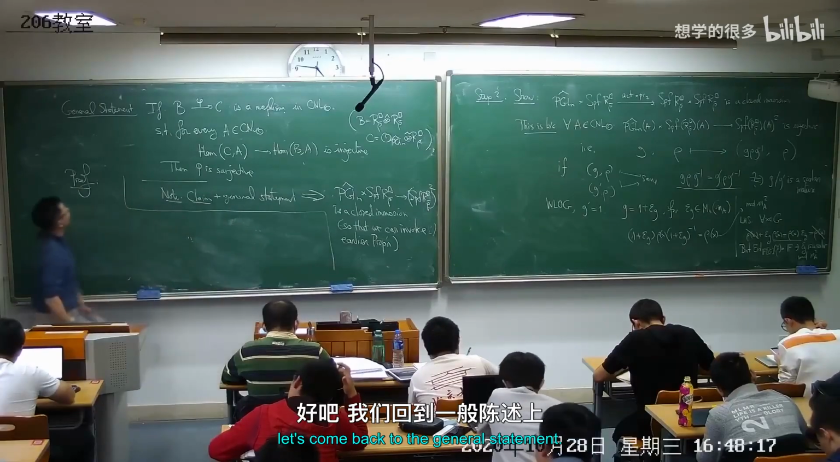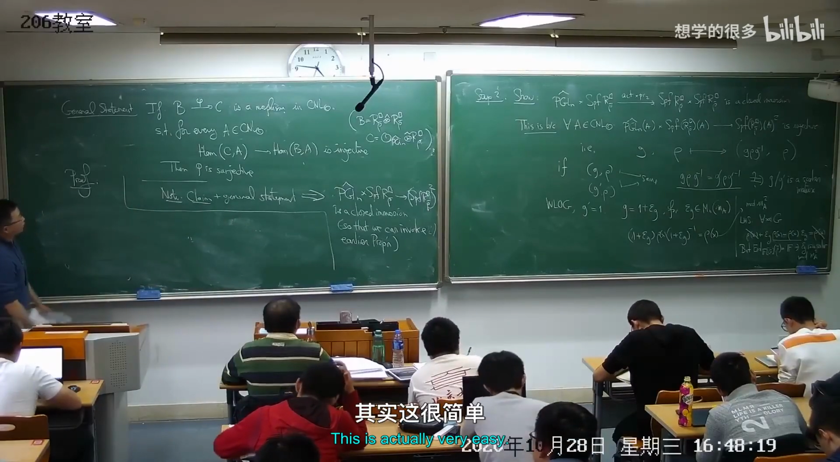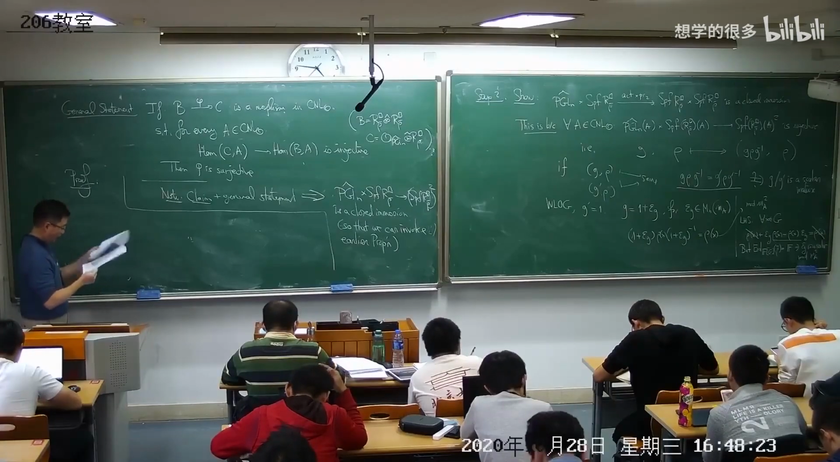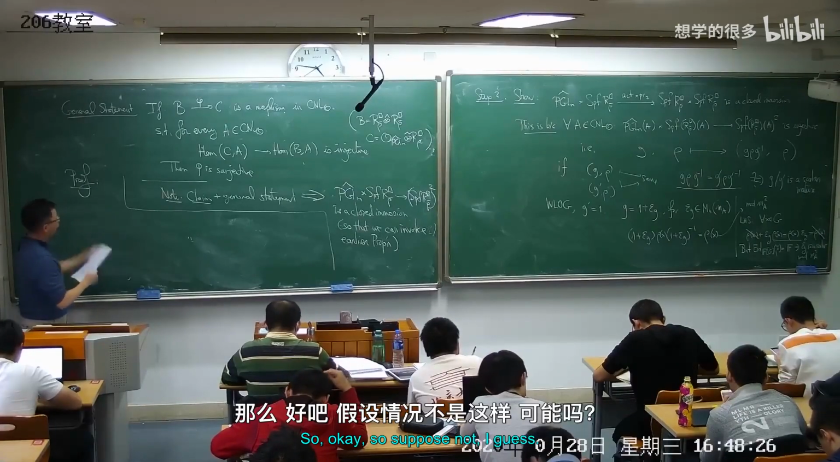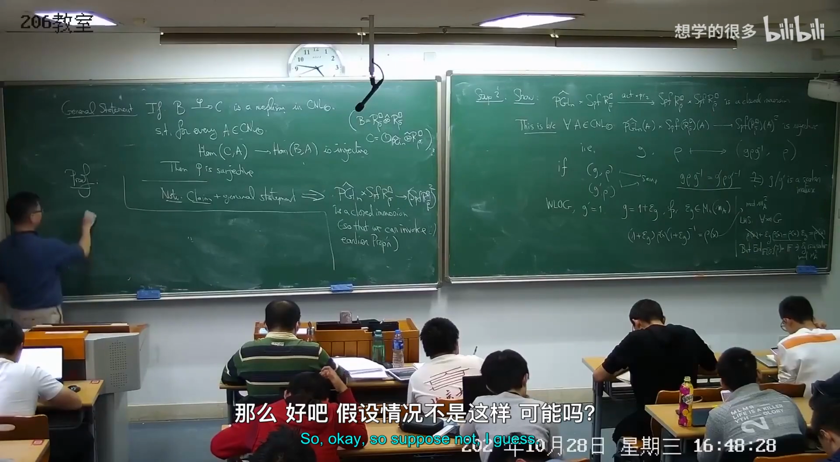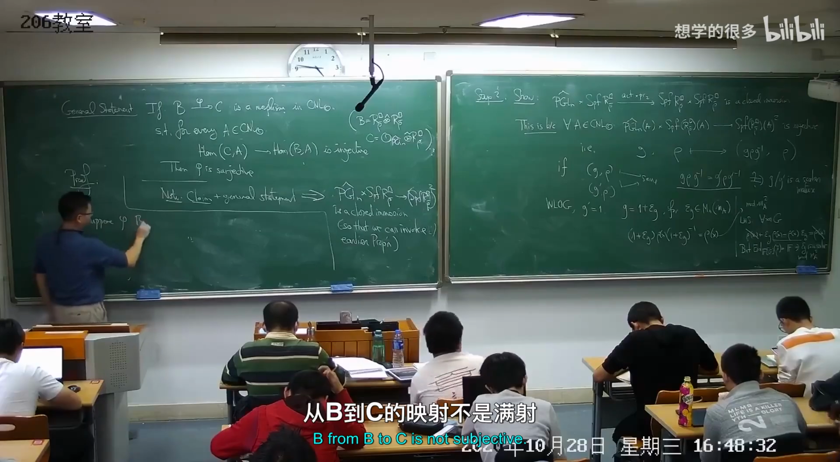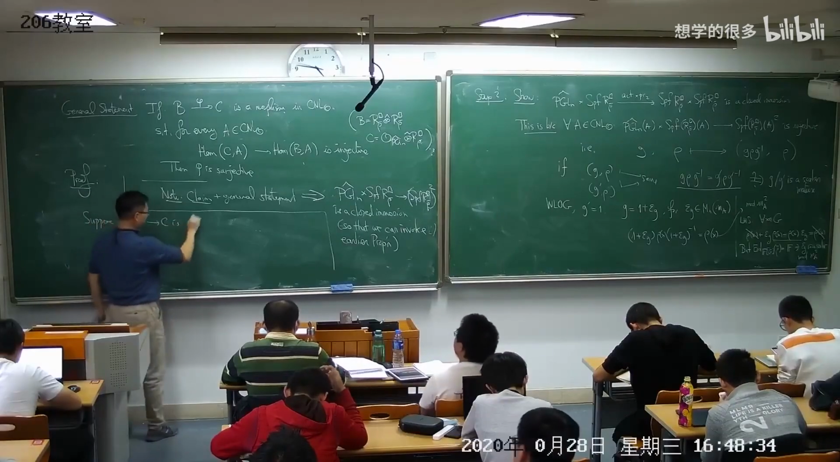Well, let's come back to the general statement. This is actually very easy. Nonetheless, let me prove this. Suppose not, I guess: the map from B to C is not surjective.